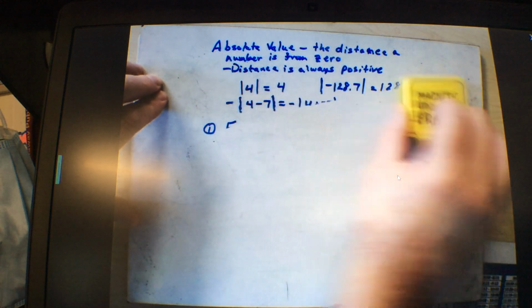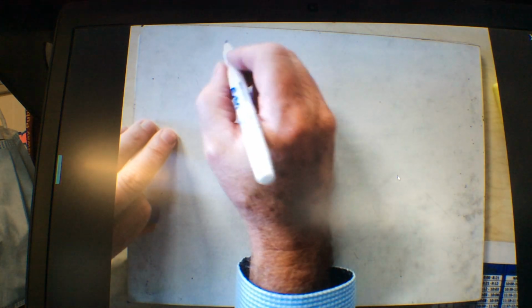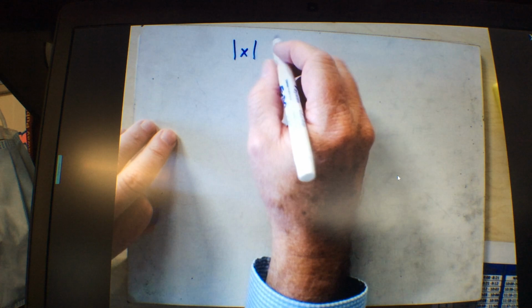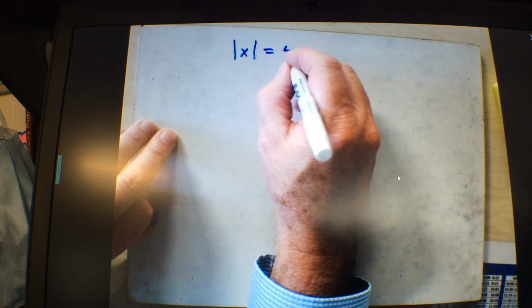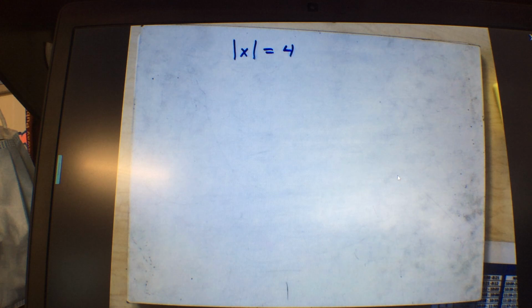Now, I want to go back to the idea of absolute value. Chuck, what's the definition of absolute value? The distance a number is from 0, okay? So what would happen if I said I have some number, I don't know what it is, but the absolute value of it is 4? I don't know what this number is, but how far is it from 0? 4. Can you tell me then what x is?